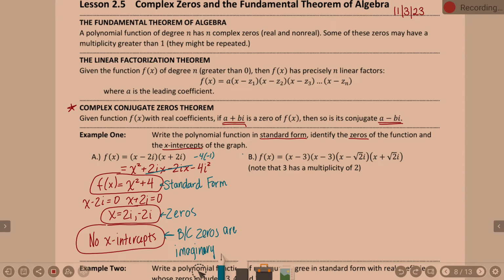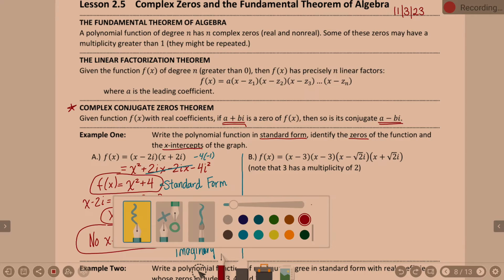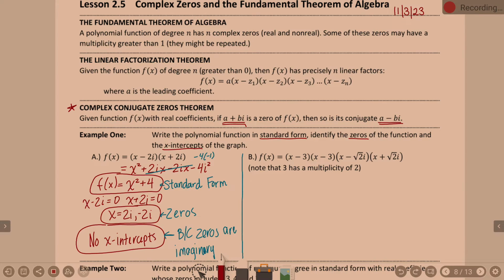Okay, B. So first of all, on B, we're going to start by writing it in standard form. How am I going to do this? You're going to have to distribute. Basically, you want to think about two sets of FOIL. And then after you do two sets of FOIL, you will then multiply those together.